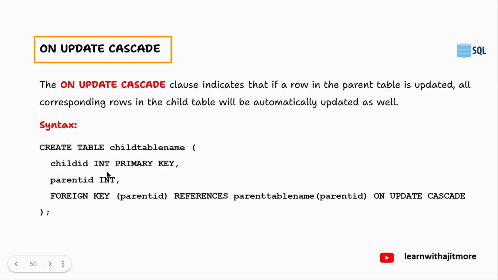See, this is the child table foreign key. The only extra thing you have to write is on update cascade.